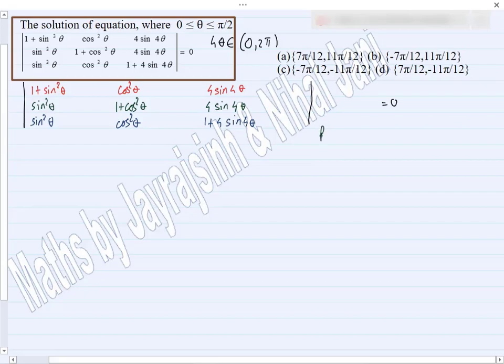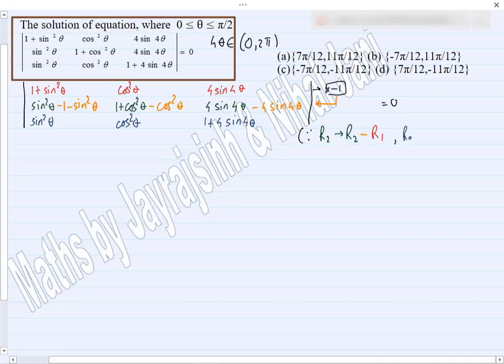Our first preferable operation is R2 goes to R2 minus R1. Multiply the first row by minus 1 and add it to the second row. In the second row, 1 plus sin square theta minus 1 minus sin square theta gives 1, sin square theta. Cos square theta minus 1 is cos square theta. 4 sin 4 theta minus 4 sin 4 theta.